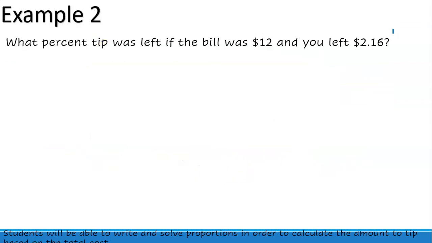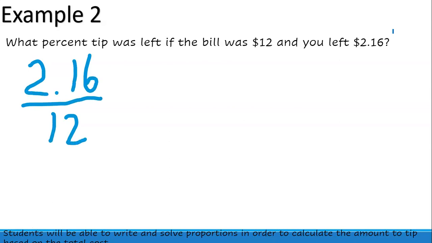Okay, what about example 2? What percent tip was left if the bill was $12 and you left $2.16? Well, we can write our ratio, right? So we had $2.16 out of 12, and we're looking for the percent. Well, I know percent's out of 100, so I could set up a proportion, right? Because a decimal, that's just craziness.